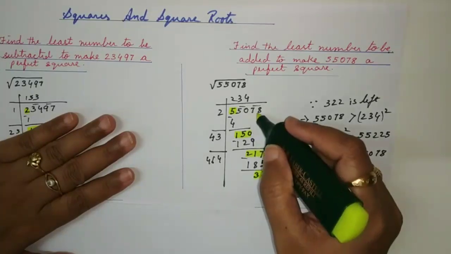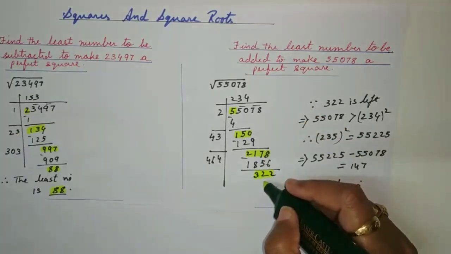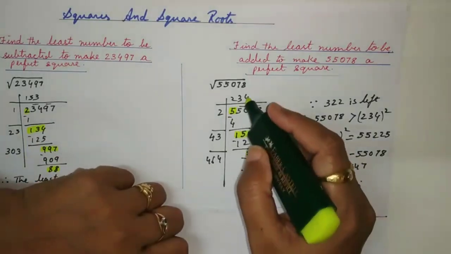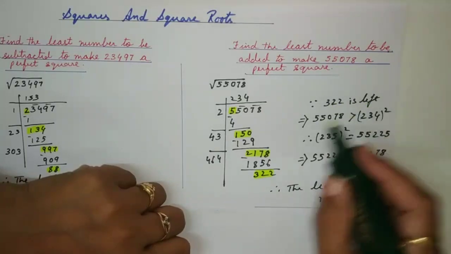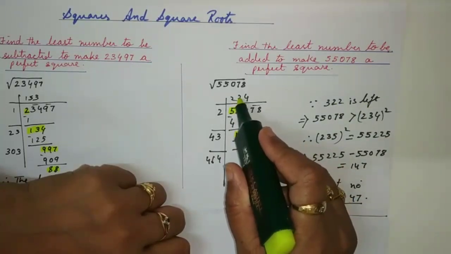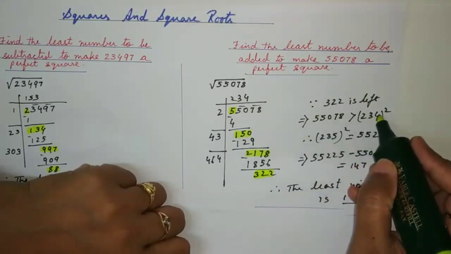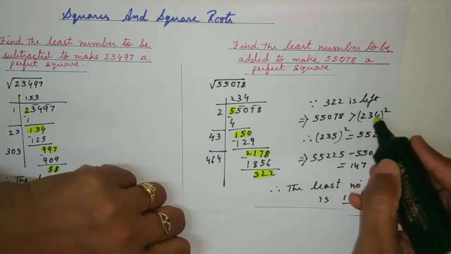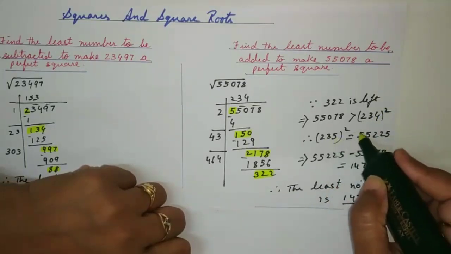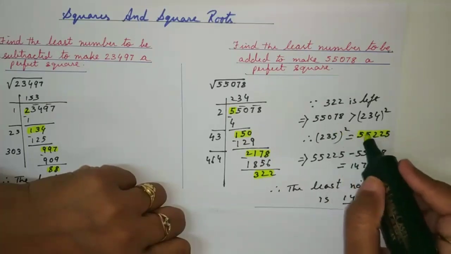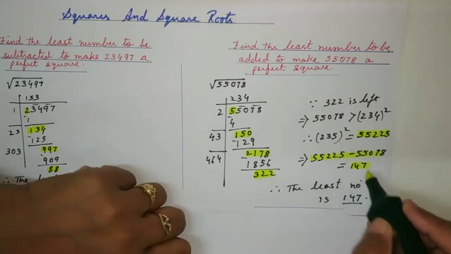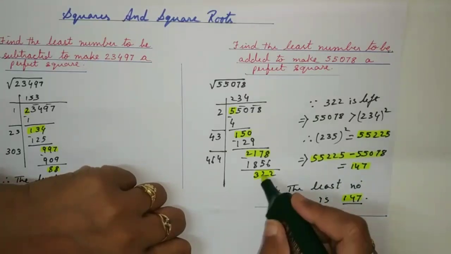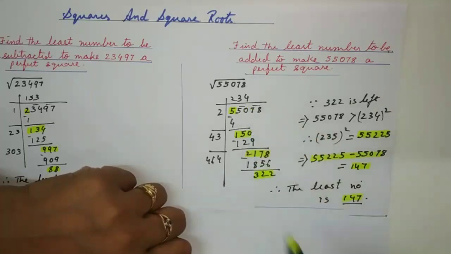That means this number has got 322 left out from the square of 234. For this to make it a square, that means definitely this number is greater than this square. So why not we try with the number just next to it, 235. So 235 square is this number. That means the difference between that number and the given number is 147, and so if 147 is added, we get the next perfect square.